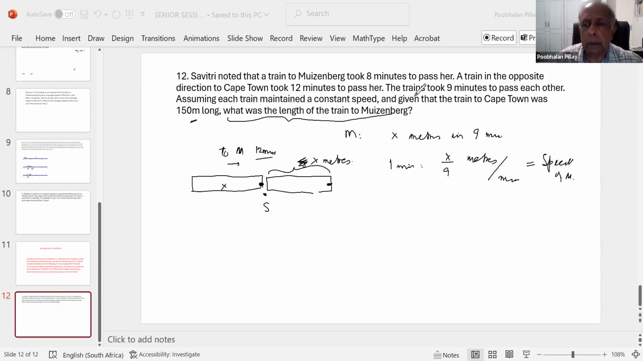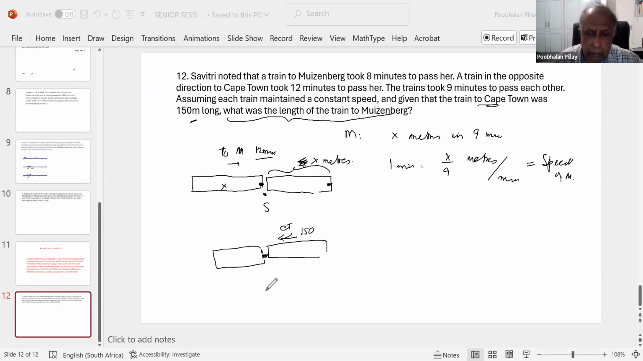The other, then, a train in the opposite direction to Cape Town took 12 minutes to pass it. So there's another train which is starting from here, but is going the other direction. And it reached this thing here. Given that the train to Cape Town was 150 meters long, so here we know how long this thing was.